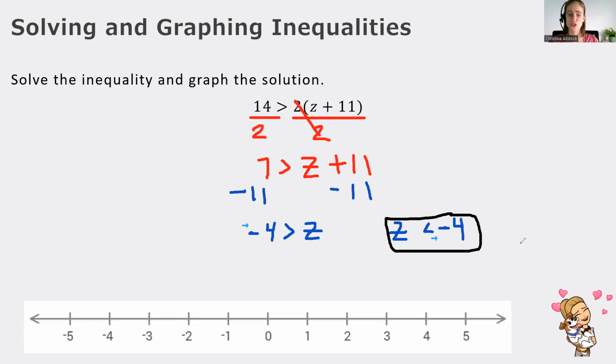So because z is just less than -4, we would have an open circle at -4. And if it's less than, it's the numbers that are smaller, so farther away from 0, meaning our answer and our line is going to go to the left. So z is less than -4.